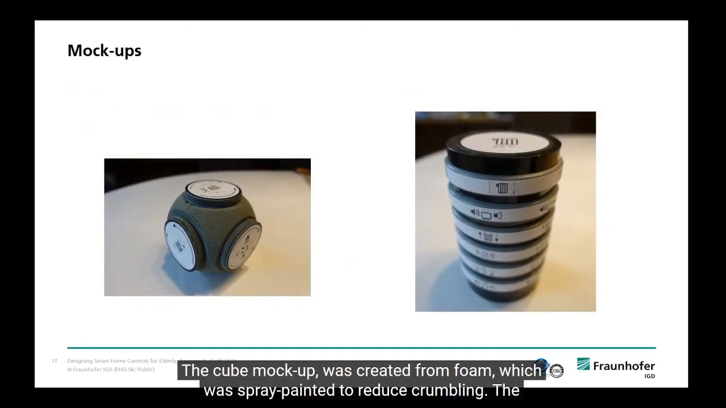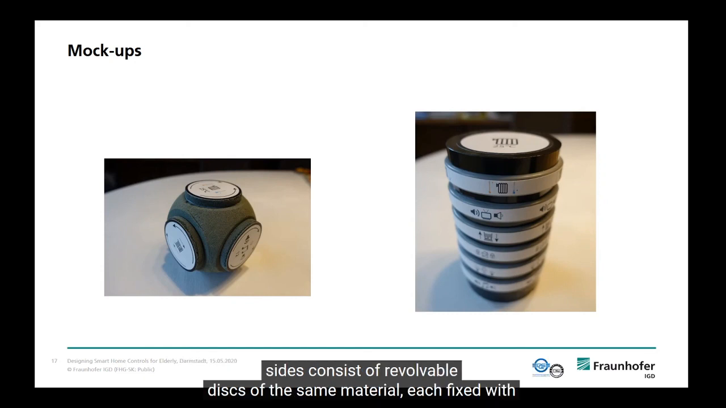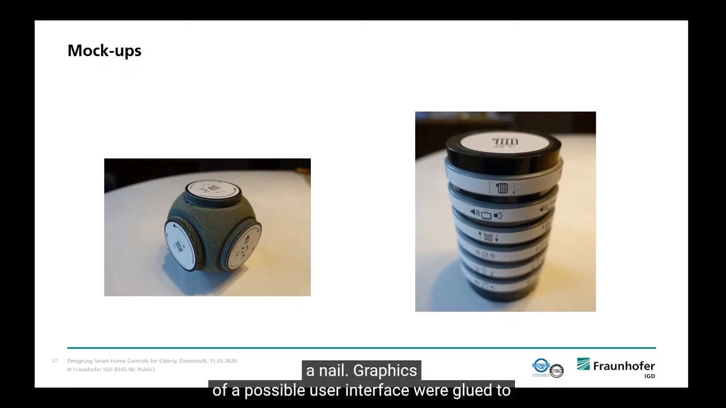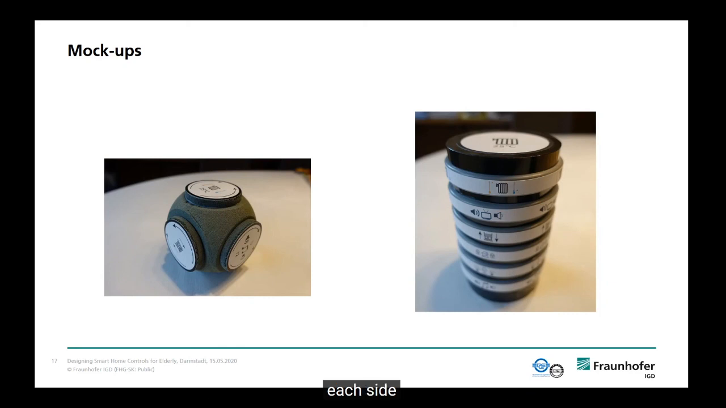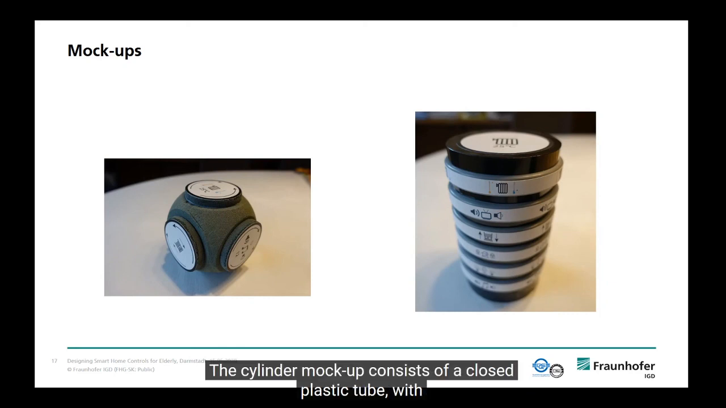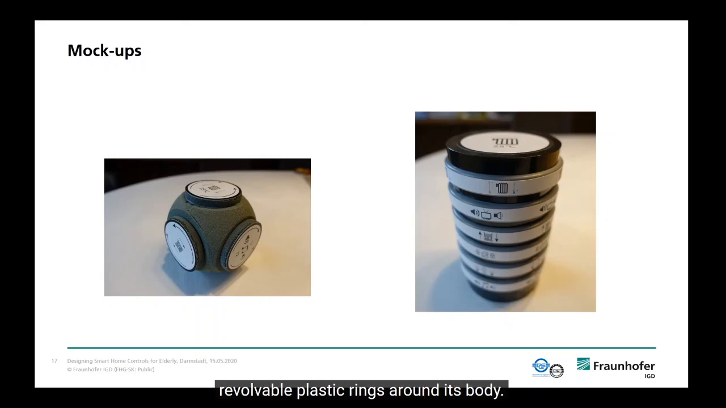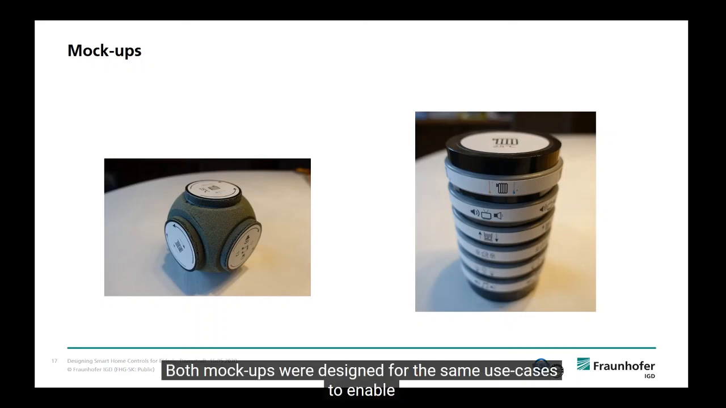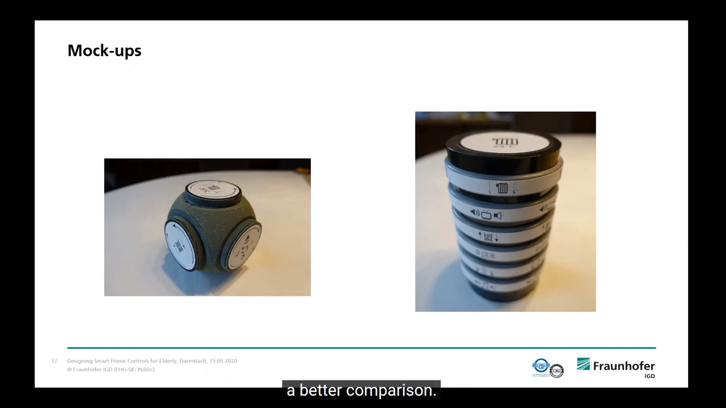The cube mockup was created from foam, which was spray painted to reduce crumbling. The sides consist of revolvable discs of the same material, each fixed with a nail. Graphics of a possible user interface were glued to each side. The cylinder mockup consists of a closed plastic tube with revolvable plastic rings around its body. Both mockups were designed for the same use cases to enable a better comparison.